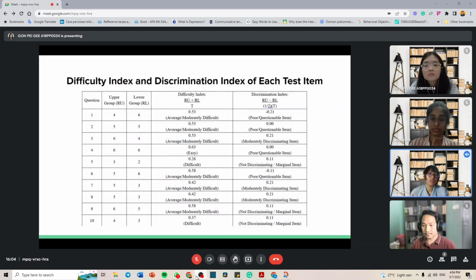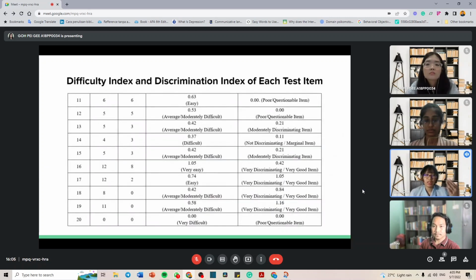This table shows the difficulty index and discrimination index of each test item. There are 20 test items in total. As we can see, the third column shows the difficulty index, while the fifth column shows the discrimination index. Can you move to the next slide? All right, so this is the continuation from the slide before that. For the next part, we'll pass to my group member.